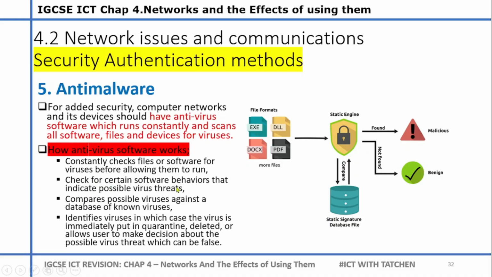Firstly, it checks for certain software behaviors that indicate possible viral threats. The anti-malware has a database, a trained system which gives it information on what to look for to determine if it's a virus or not. It compares any possible virus against a database of known viruses. When it identifies a virus, the virus is immediately put in quarantine, deleted, or it will prompt you that it has found a virus and maybe put it in quarantine. You can decide to delete it or indicate that it's a false threat.